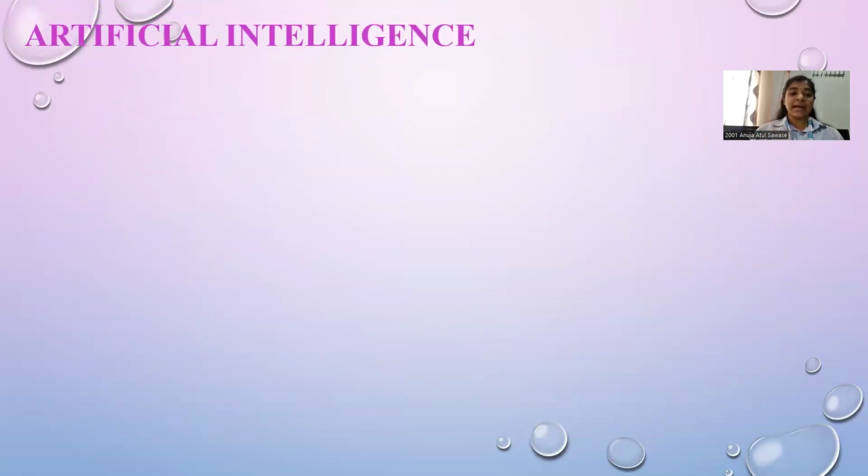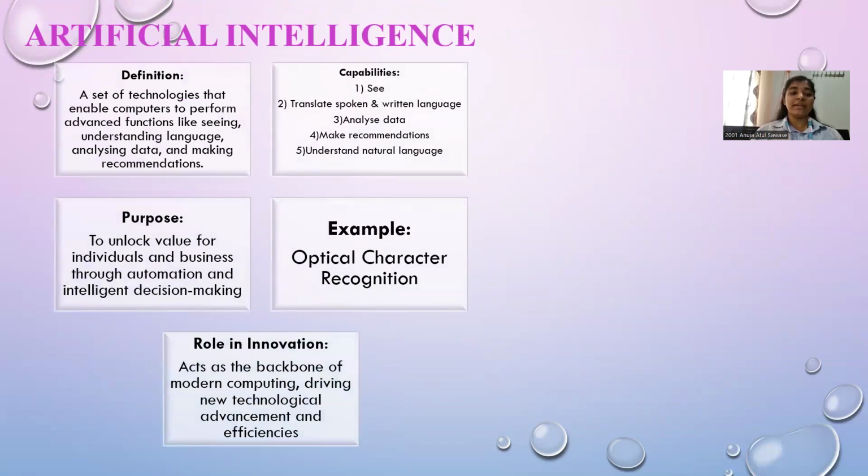The next slide is artificial intelligence. The definition is a set of technologies that enable computers to perform advanced functions like seeing, understanding language, analyzing data, and making recommendations. The purpose of artificial intelligence is to unlock value for individuals and businesses through automation and intelligent decision making. Capabilities are to see, translate spoken and written language, analyze data, make recommendations, and understand natural language. An example of AI is optical character recognition. Its role in innovation is to act as the backbone of modern computing, driving new technological advancement and efficiencies.